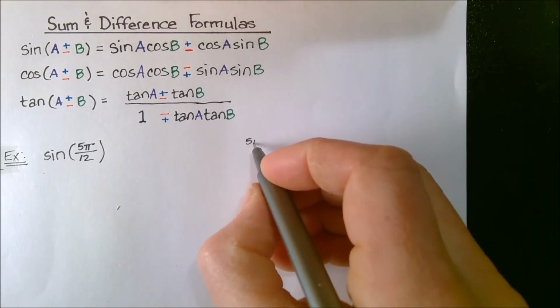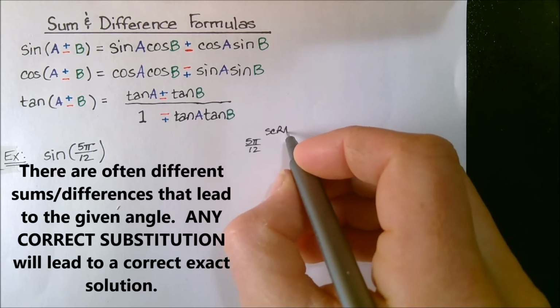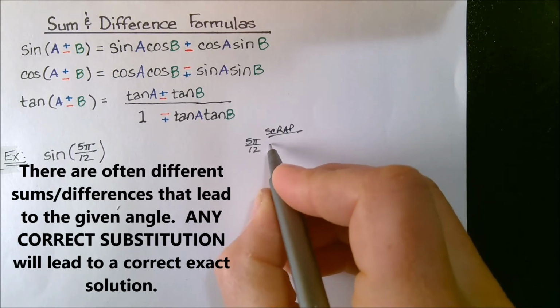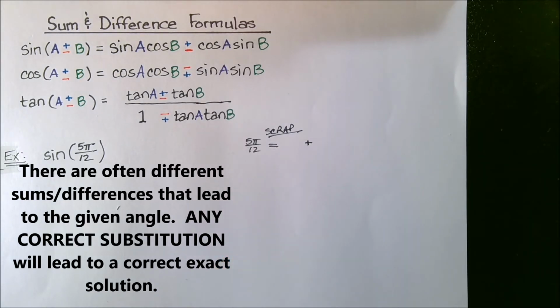Can I write 5 pi over 12? This is my scrap work, right? 5 pi over 12 as a sum or a difference. So I'm just trying to come up with things that add to 5. And the ideal situation here, again, I'm kind of just spitballing, trying to figure some things out. 1 and 4 is 5. 2 and 3 is 5. Those are really my only options.